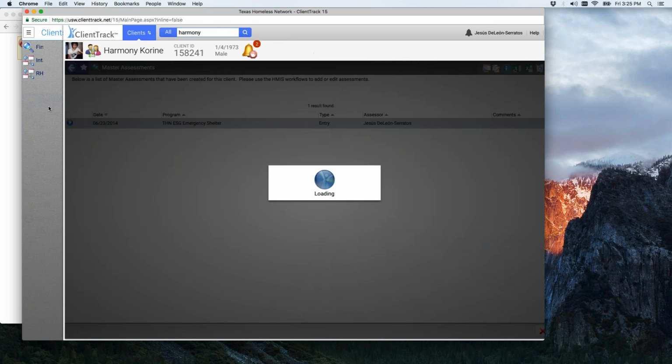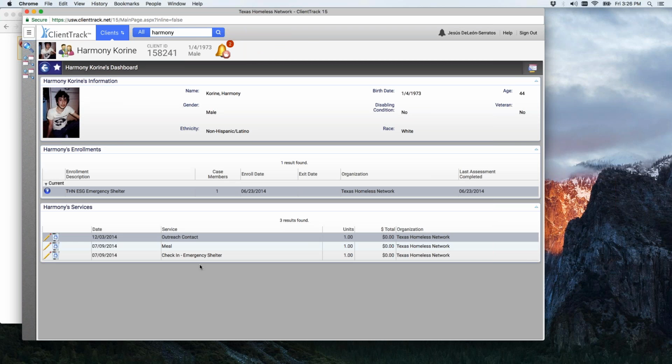Let's go back to the client. Remember when I was talking about master assessments? All right. This is the enrollment. You find it always here below the enrollment. This is the enrollment. And you might have several if the client has been around or is enrolled in some other programs, but you are only going to worry about the assessment in your agency.